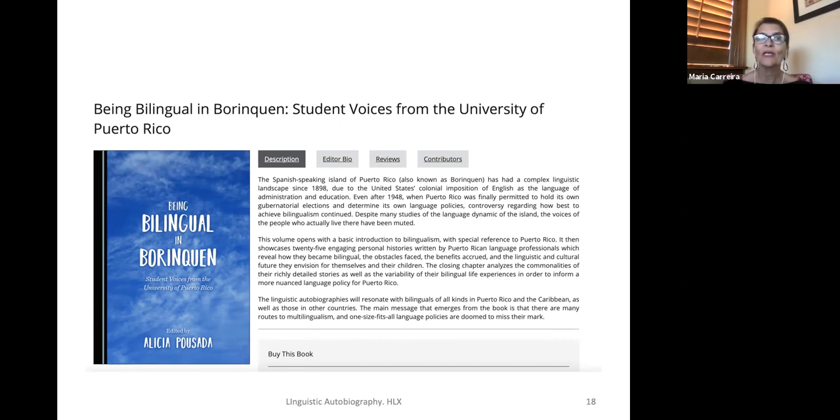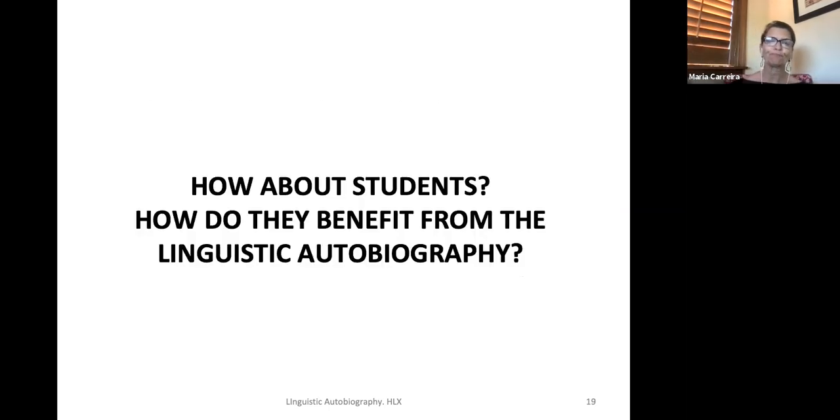What she did was that over the years, she collected linguistic autobiographies from her students in Puerto Rico about what it meant to be bilingual. And eventually she put them together in a book, which you can now purchase. That's an example of using the linguistic autobiography, not just to benefit the teacher and the students, but also to benefit the larger society.